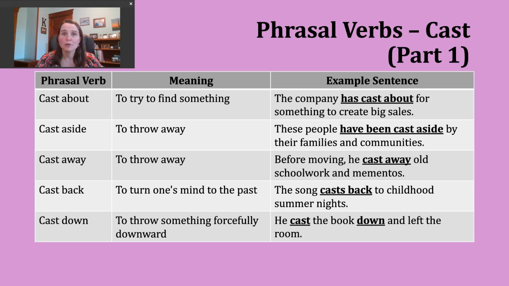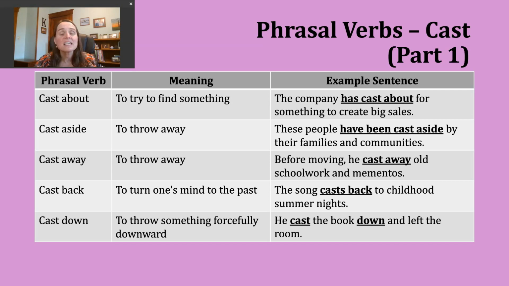And the first phrasal verb we'll discuss is to cast about. Generally, when someone uses this, they are describing the action of trying to find something. Here it is in an example sentence. The company has cast about for something to create big sales, right? So they're trying to sort of find maybe the next big marketing idea, or maybe it's the next big product.